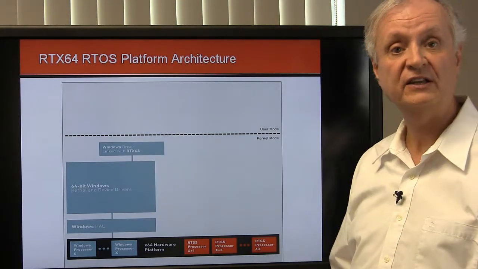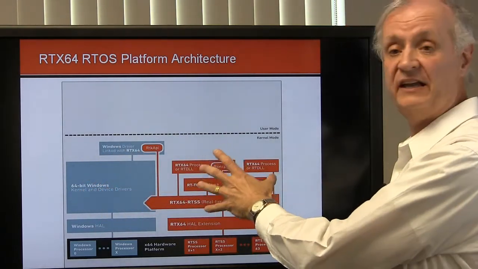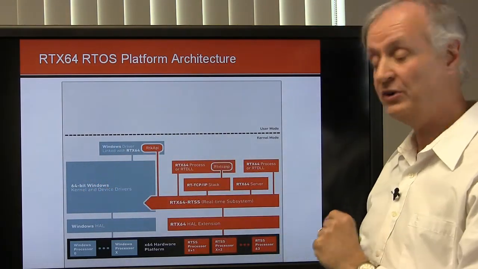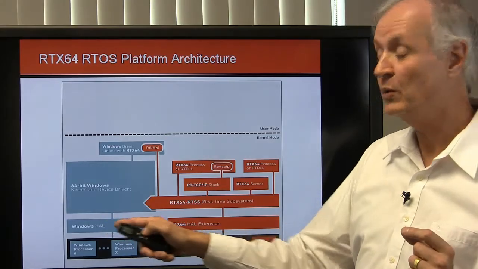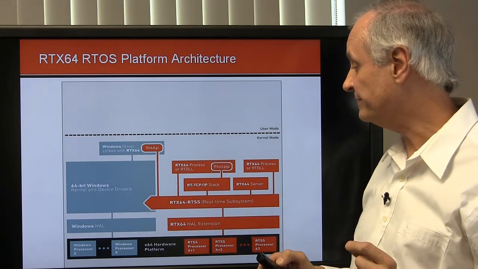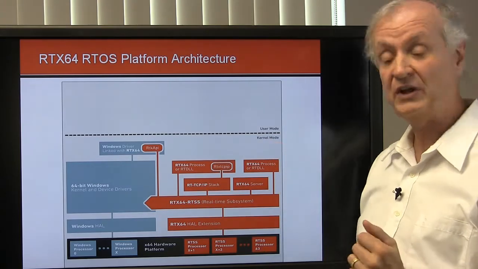Next, let's look at the operating system layout. You will notice the Windows operating system and the RTX64. It's important to note that the RTX64 HAL extension does not modify, alter, or change the Windows HAL in any fashion. Next, look at the RTSS, or real-time subsystem.